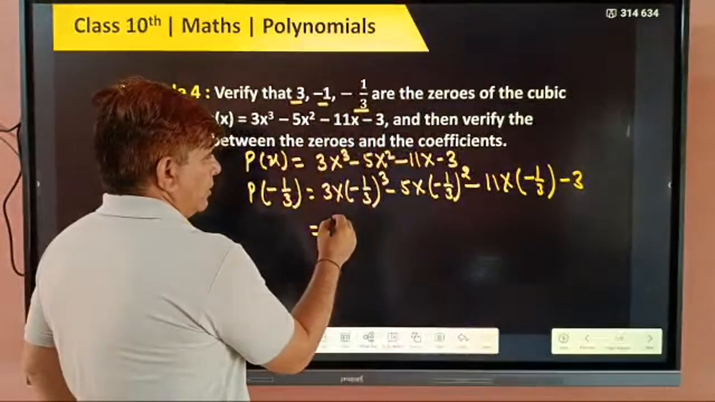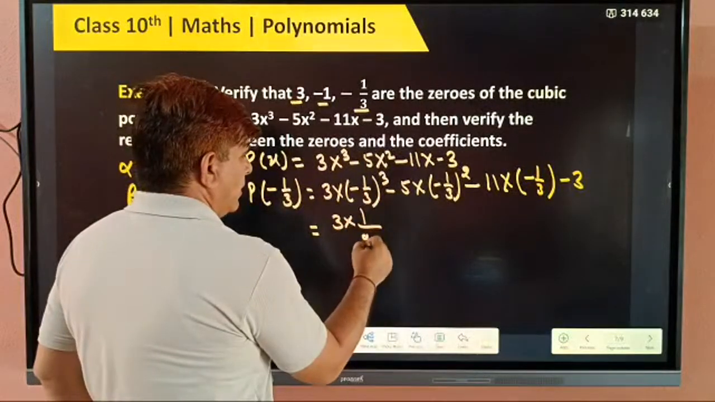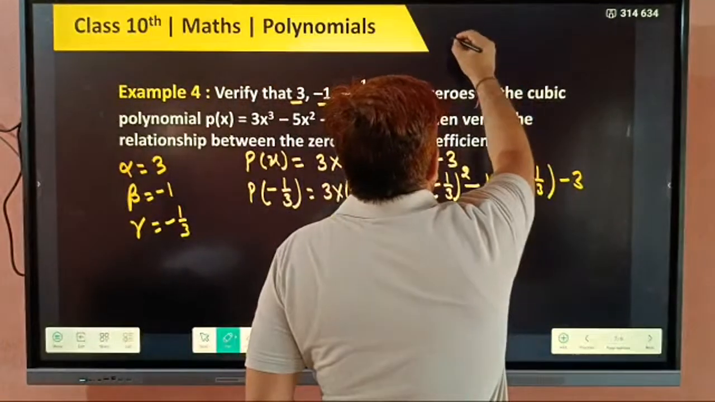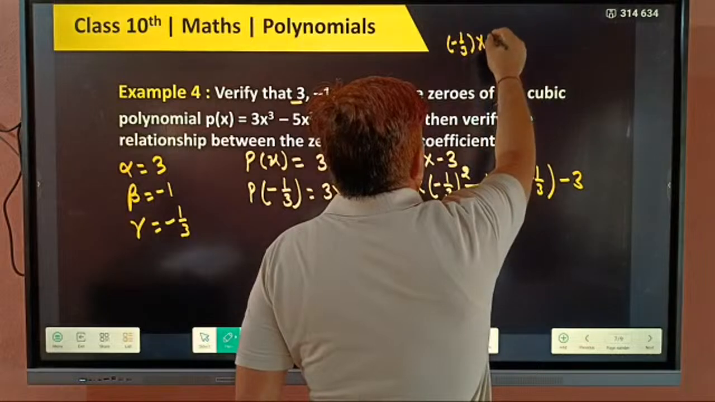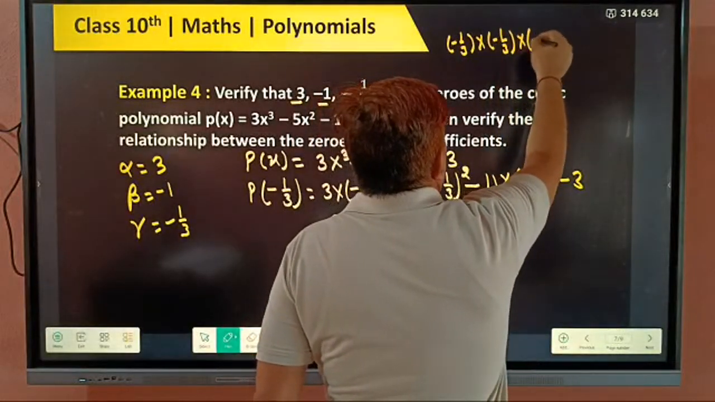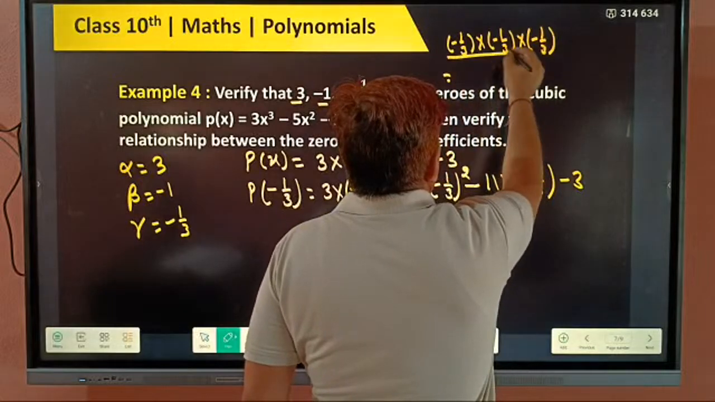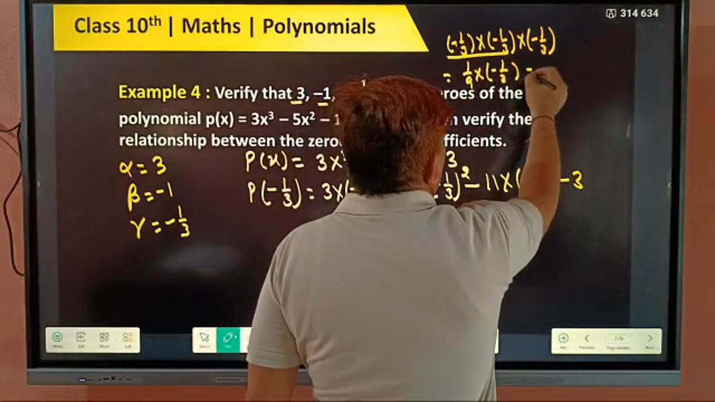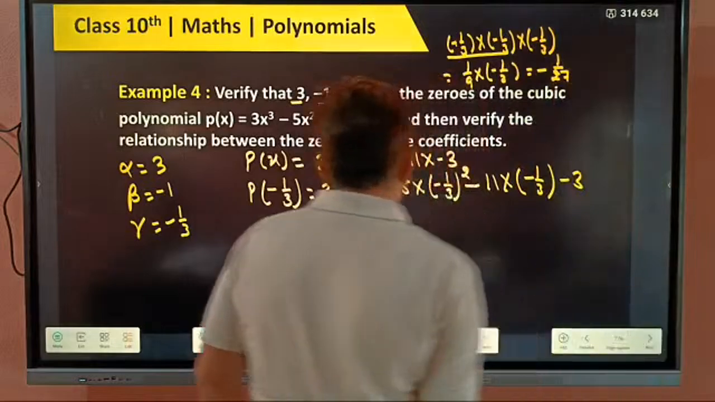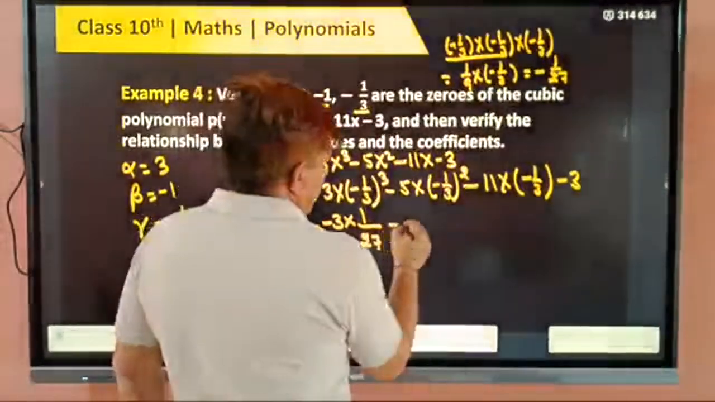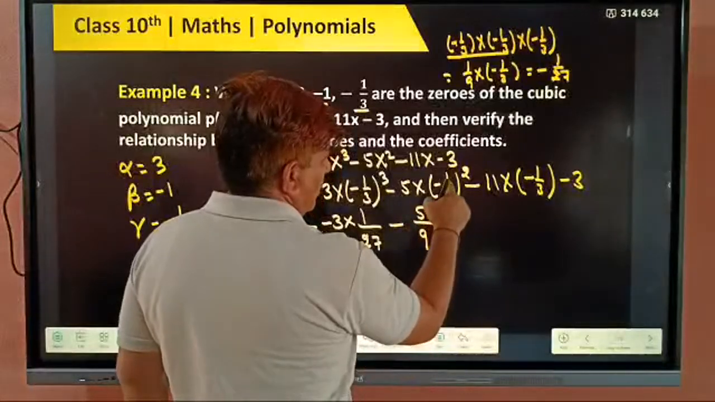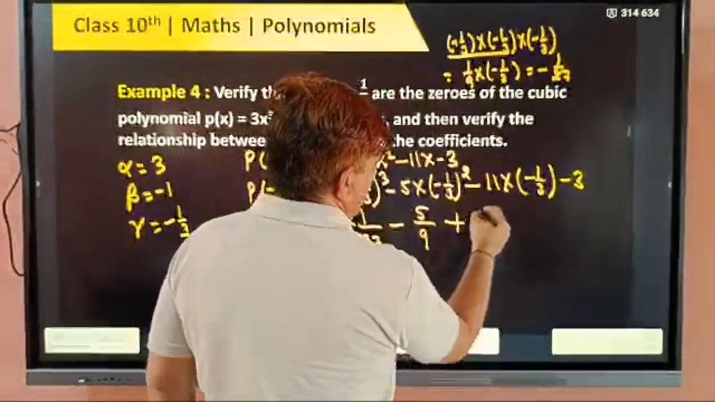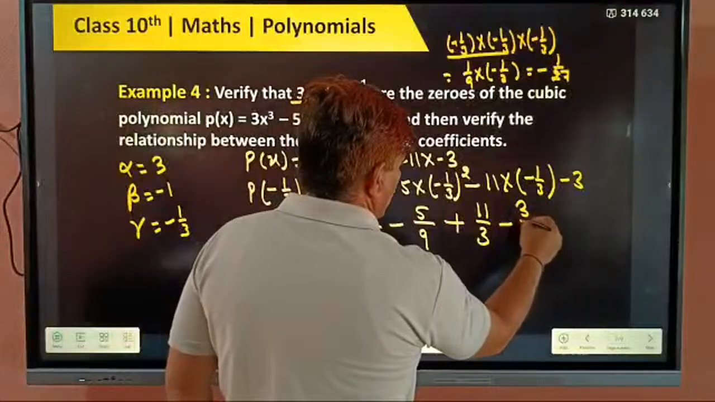Easily we can solve. 3 into 1 by 27, minus, coming here, 3 times. How can minus 1 by 3 into minus 1 by 3 into minus 1 by 3. So what has it become? These two, minus minus plus, 1 by 9 into minus 1 by 3, plus, multiply with this, minus 1 by 27 I have written. Understood? Minus 5 by 9. 1 by 9 coming, minus minus, 1 by 9 coming, minus as it is. Minus minus plus 11 by 3 minus 3 by 1.